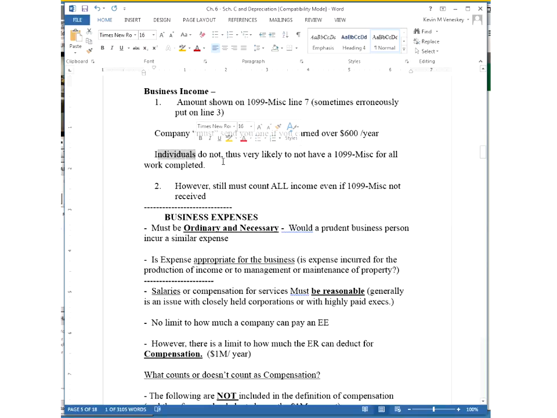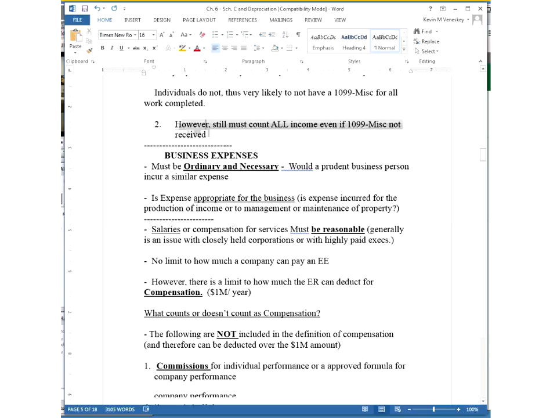Note though, if it's an individual you're working for, even if you made over $600, they don't have to fill out a 1099 miscellaneous. It's only companies that need to. So if you do work for the lady down the street, she pays you a total of $1,200, you may not get a 1099 from her, you probably won't. However, that is considered income and you would have to report it. If the IRS ever audits you and asks, hey, where did this $1,200 come from, how'd you get it? You might get in trouble there.